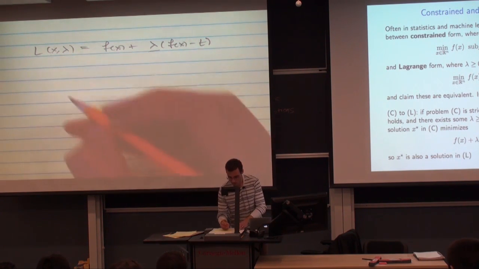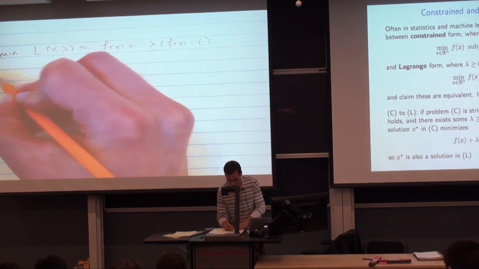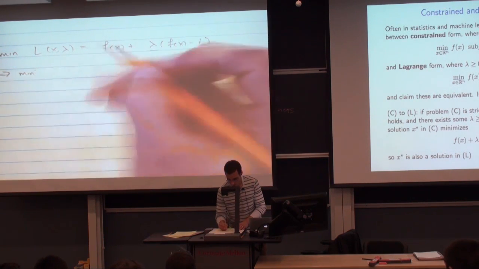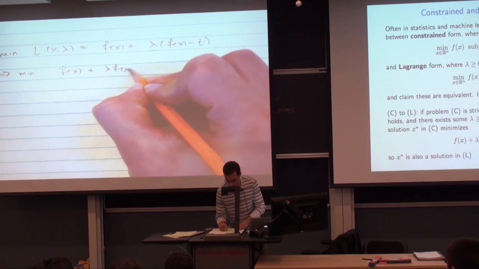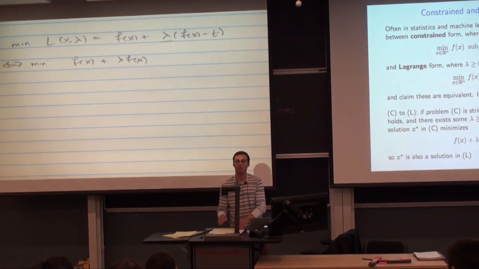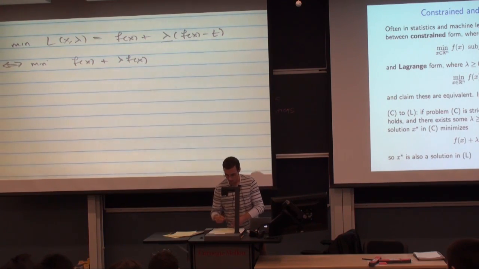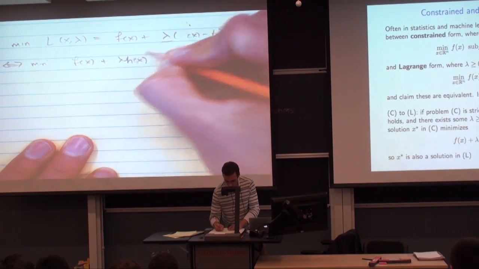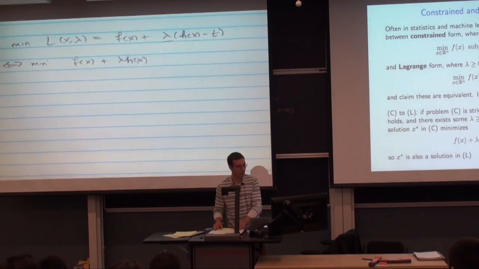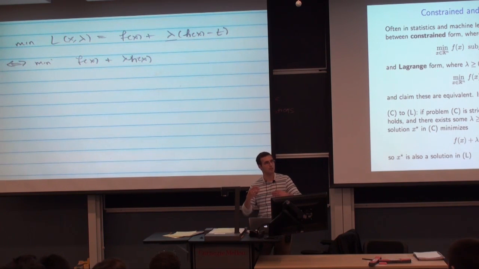Okay, but that's equivalent to minimizing this problem as long as t wasn't infinite. Okay, so what have we said? We said that if it's convex and strictly feasible, then there's going to exist a lambda for which the constrained problem is the Lagrangian problem.